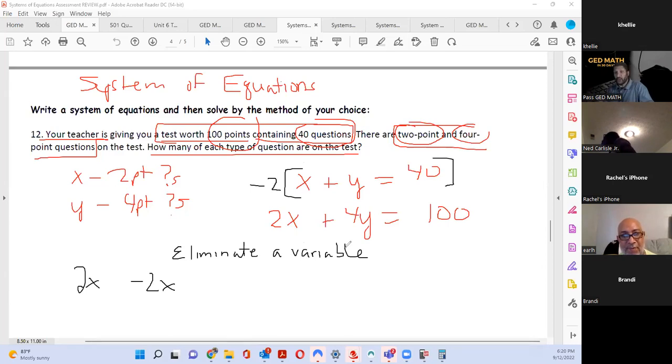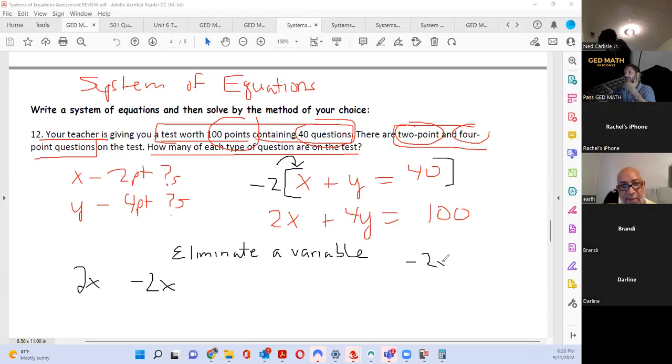So the first thing you want to do is eliminate a variable. The second thing is deciding which variable you want to eliminate. It doesn't matter. I could have multiplied the first equation by minus 4 to get rid of the Y. You got to get rid of one of them. So if I multiply this first equation by negative 2, what's negative 2 times X? Negative 2X. So we got to distribute this negative 2. What's negative 2 times Y? Negative 2Y. And what is negative 2 times 40? Negative 80.